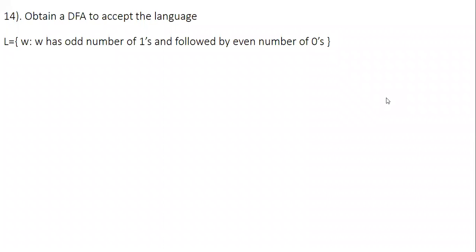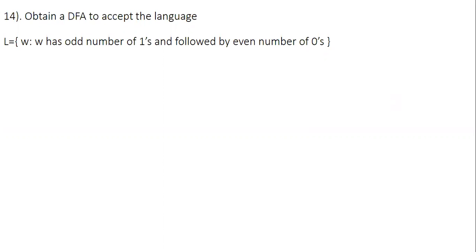Okay, students, we'll go to the last question from pattern recognition problem. That is question number 14. Obtain DFA to accept the language L equal to W, where W is the string that has odd number of ones followed by even number of zeros.